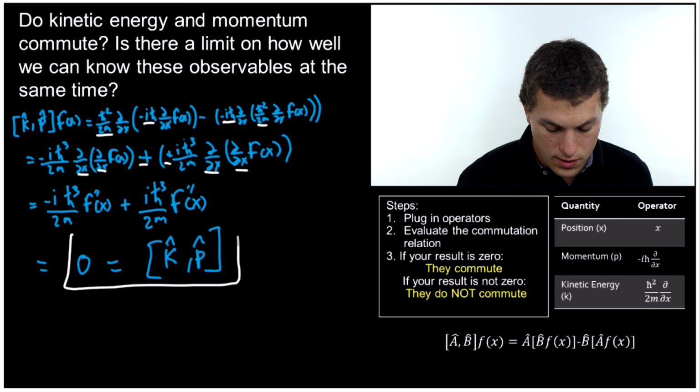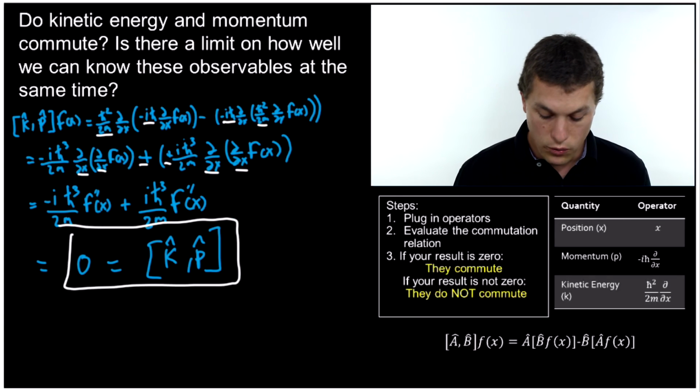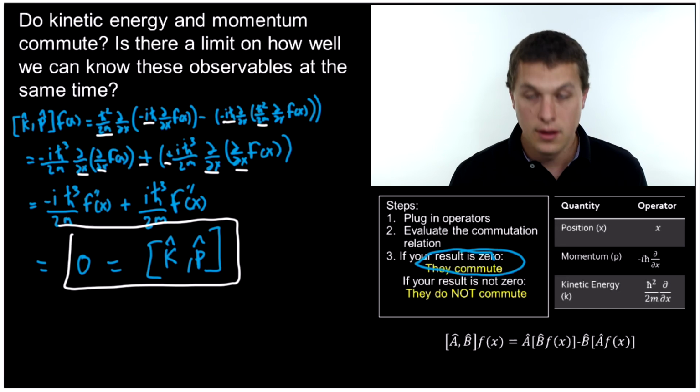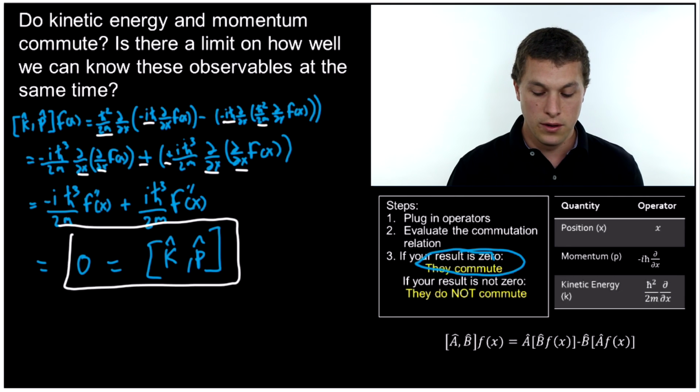That means they commute. That means we can know them as well as we want. We can measure them at the same time, and we can measure them to as good of precision as our instruments allow, and there's no restriction. It's just like the classical world.